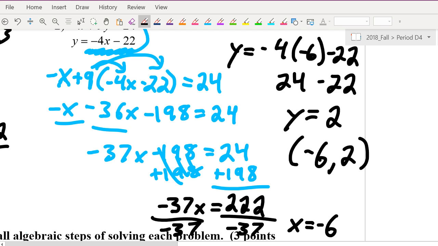Any questions? Okay, so you can trust that I did this right because I know the answers. You can trust me. Okay, negative 6 comma 2. All right. Next.